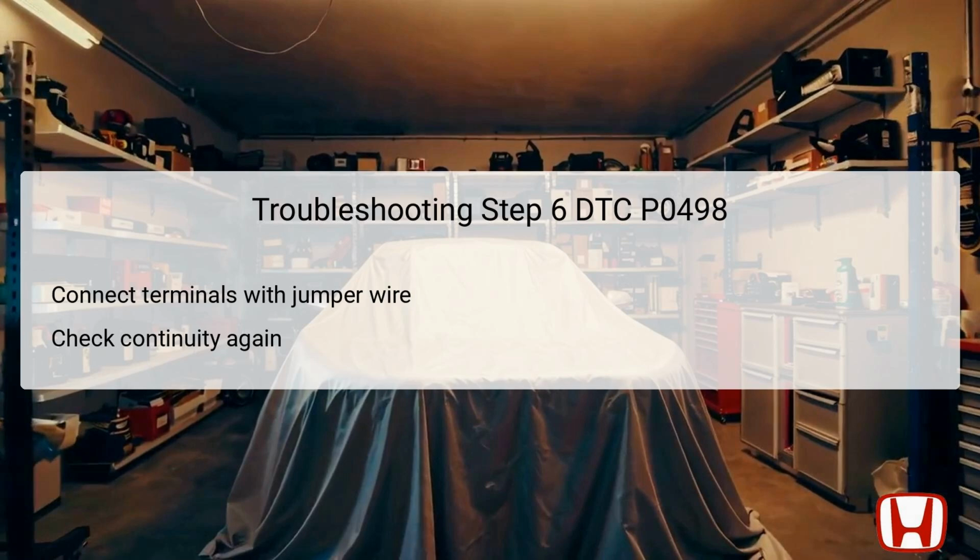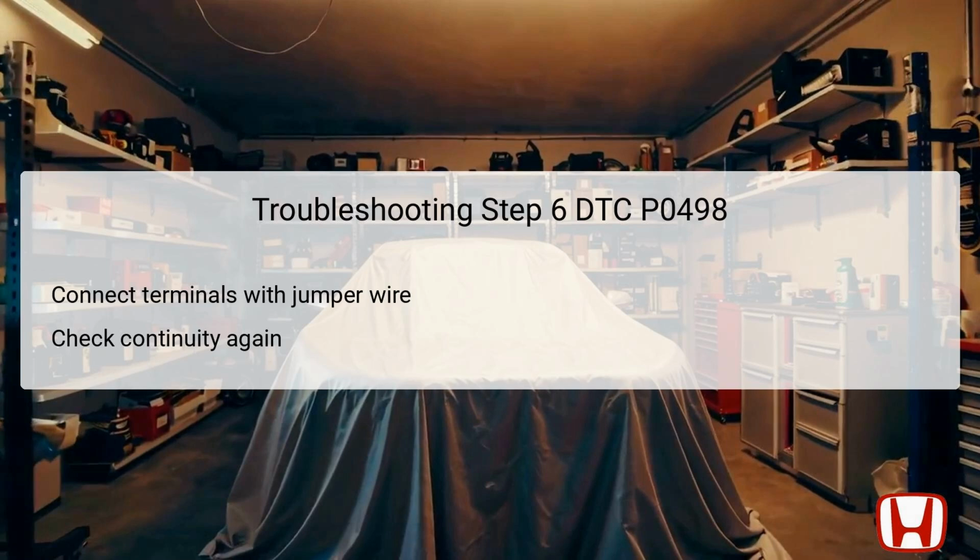Ensure that all components remain disconnected from the circuit during this test. After connecting these terminals, check for continuity between test point 1, located on PCM connector A, terminal 15, and the newly grounded body ground. This critical step will determine if the VSS wire is functioning properly.